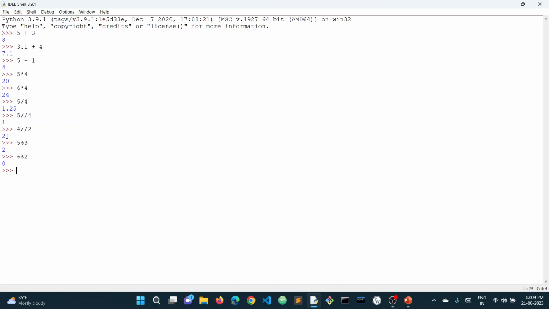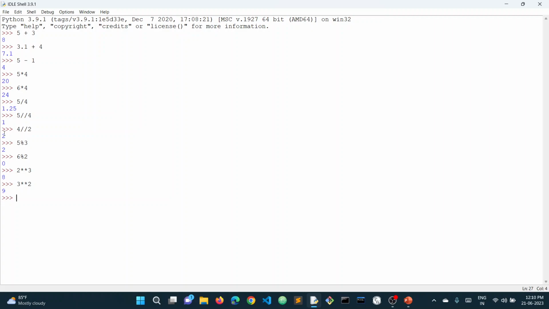Now coming to the last operator, the double asterisk operator, which is used to raise a number to some power. So if we have to write in Python 2 raised to the power 3, we can simply write 2 double asterisk 3. It will give us 8. If we have to write 3 raised to the power 2, it is a simple one. We can simply do 3 double asterisk 2, that is 9. So this is about the Python arithmetic operators.